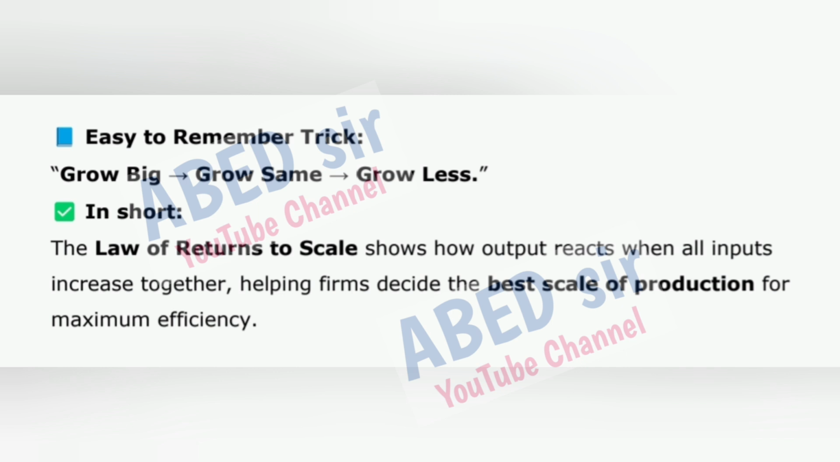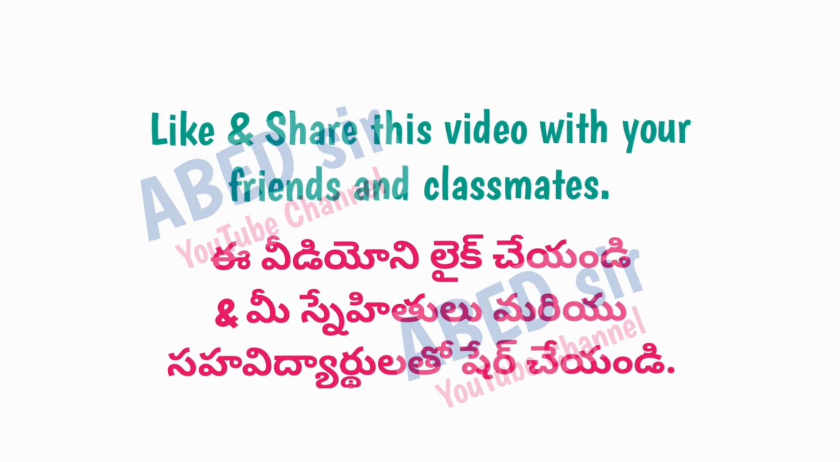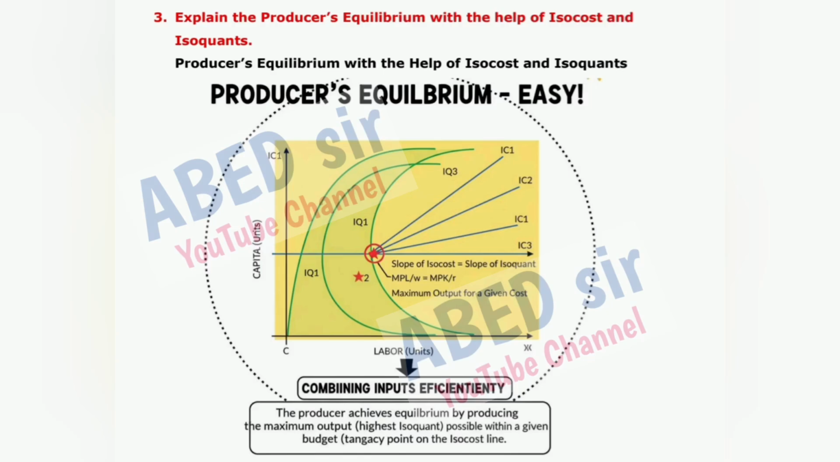In short, the law of returns to scale shows how output reacts when all inputs increase together, helping firms decide the best scale of production for maximum efficiency. Next important long question is 3. Explain the producer's equilibrium with the help of isocost and isoquants. Producer's equilibrium with the help of isocost and isoquants.